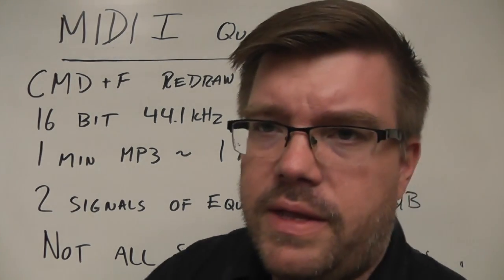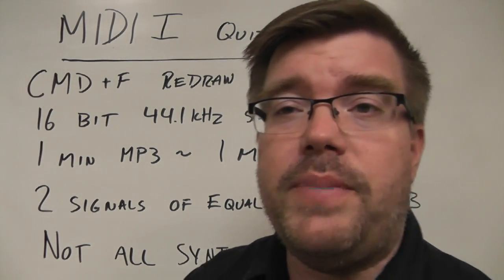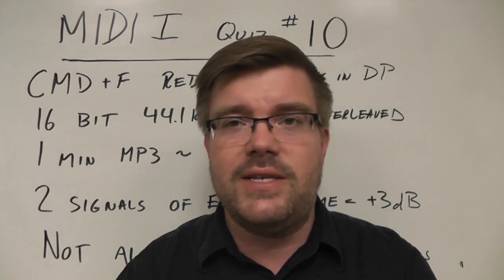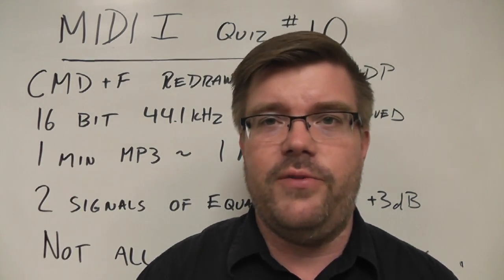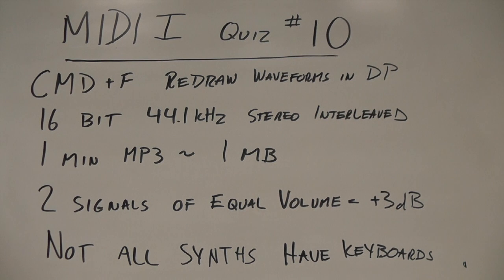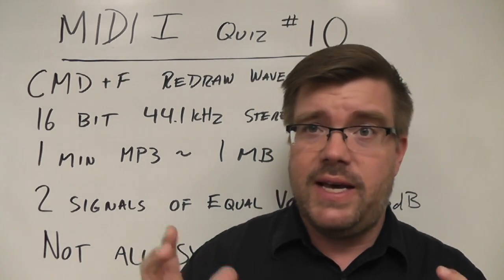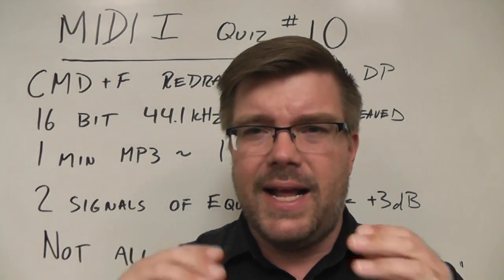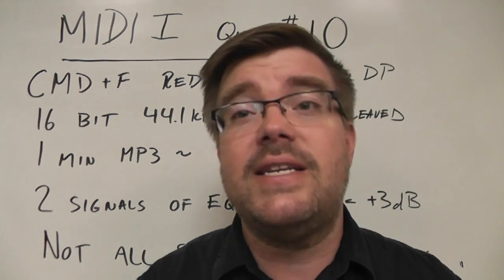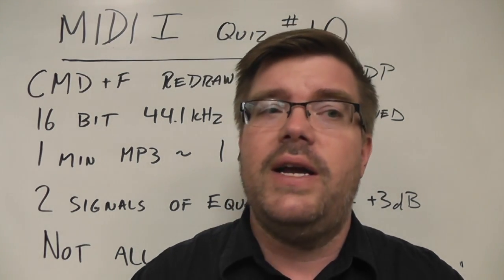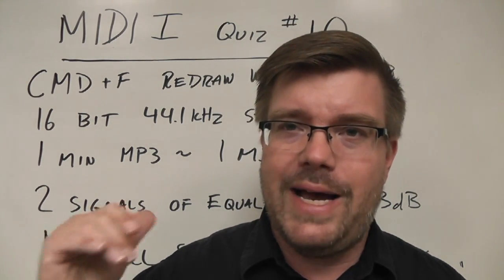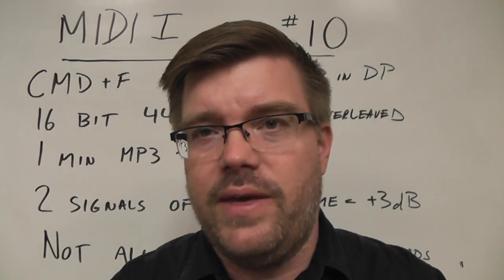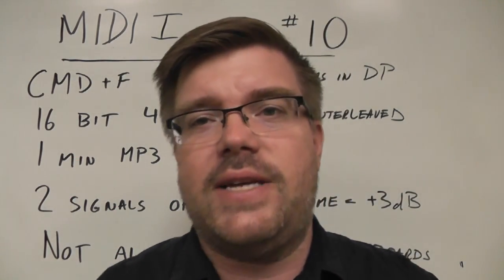Okay. The next thing is that if you combine two signals of equal loudness, all you get is an additional 3 dB of volume. And that can get into what we've talked about a few times before about decibels and how it's not a linear scale the way some other things are. It's exponential, it's logarithmic. So as you are adding two signals of the same strength, it doesn't double, it just adds 3 dB.